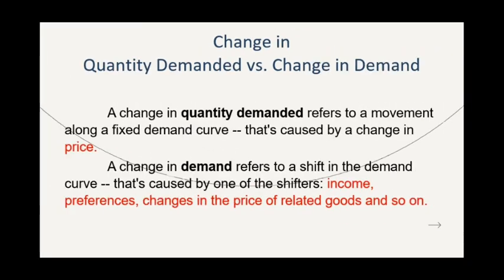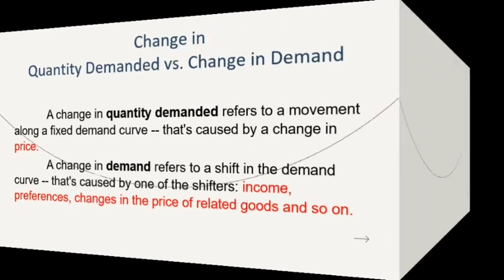Now let's move on to change in quantity demanded versus change in demand. Economists use similar terms for two things which are quite different: a change in the quantity demanded versus a change in demand. It can be a little confusing, so let's review. A change in quantity demanded refers to a movement along a fixed demand curve that's caused by a change in price. A change in demand, however, refers to a shift in the demand curve that's caused by one of the shifters: income, preference, changes in the price of related goods, and so on.